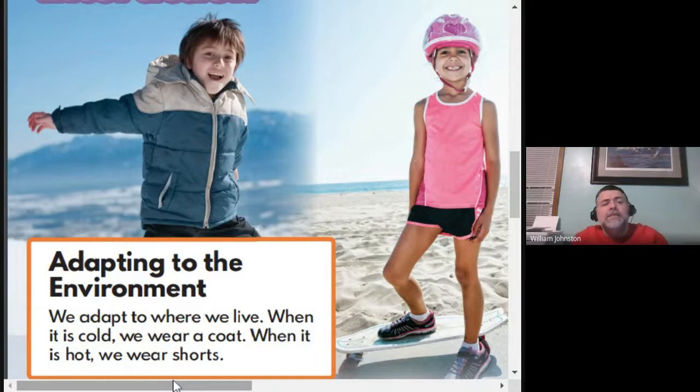All right, adapting to the environment. We adapt to where we live. When it is cold, we wear a coat. When it is hot, we wear shorts. So this is how we adapt. We change our physical appearance or we change things about ourselves in order to blend in with the environment around us. So we adapt, we change.